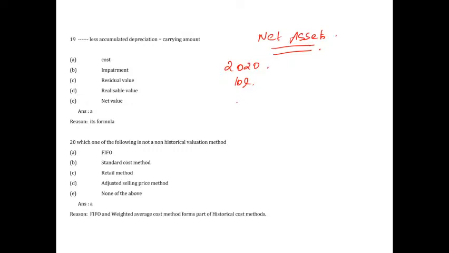I am following the SLM method, where the depreciation remains the same for all the years. The amount won't change. So now the original cost would be 10 lakh. Depreciation would be 10% of 10 lakh, which is 1 lakh. Now what will happen? Your written down value will come to 9 lakhs. This is 2020. I will be showing the asset as 9 lakh. This is the carrying amount. This is what I will show in my financials.